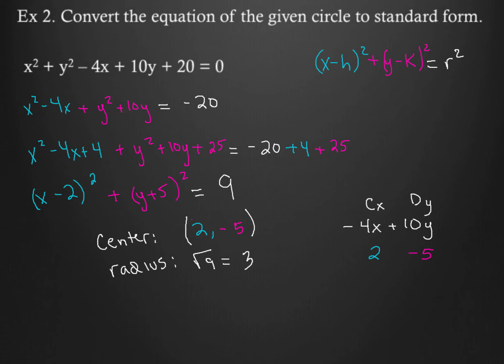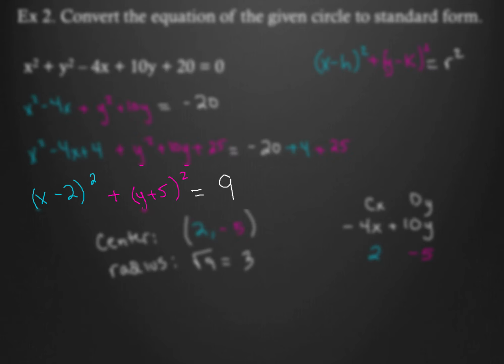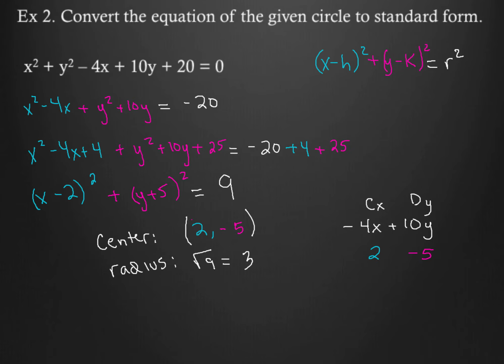Alright there, rock stars, how'd you do? Did you end up with that x minus 2 quantity squared plus y plus 5 quantity squared equals 9? If you did, booyah, give yourself a pat on the back. If you did not, go back and see if you can determine where you went wrong. It's probably in your arithmetic.